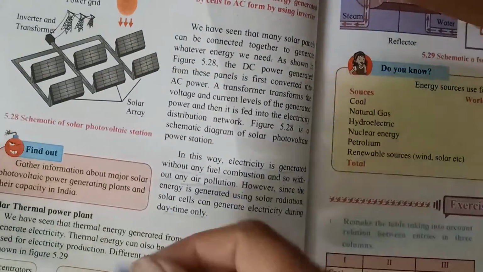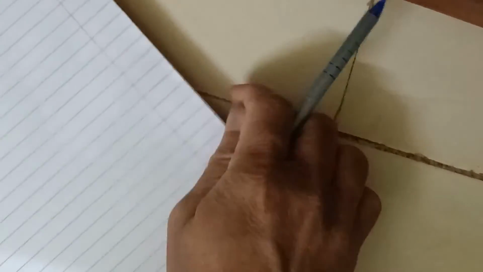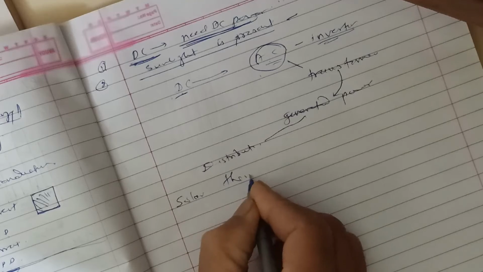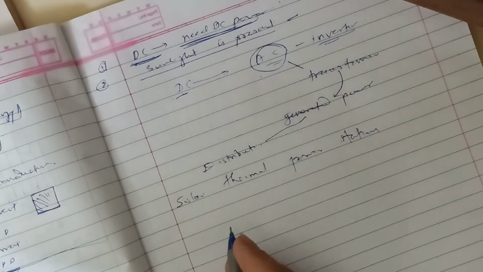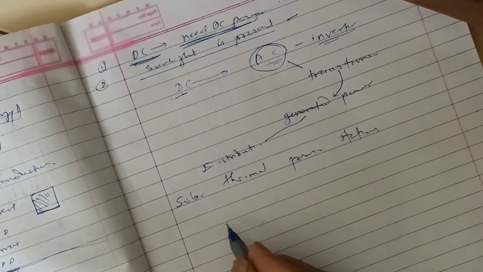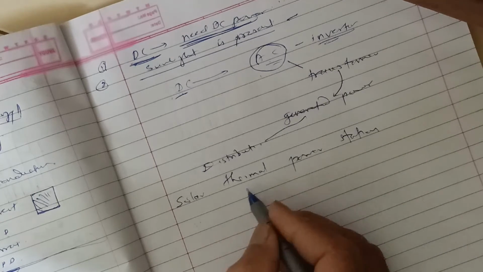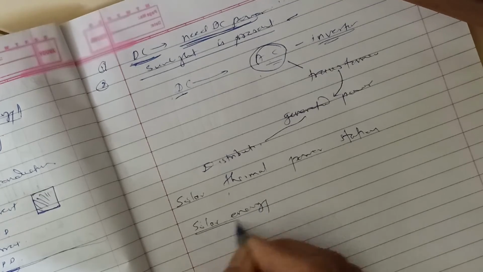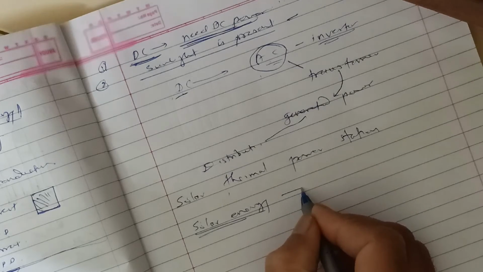Okay, then the next one is the solar thermal power plant. What happens in a thermal power station? In a thermal power station, thermal energy is used. Thermal energy means coal or nuclear fuel can be used to generate electricity. But in a solar thermal power station, first this solar energy is used to heat the water.